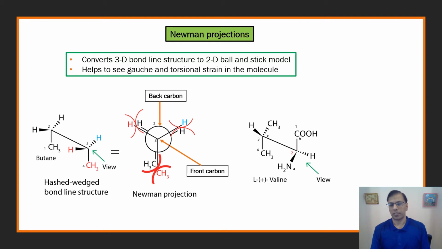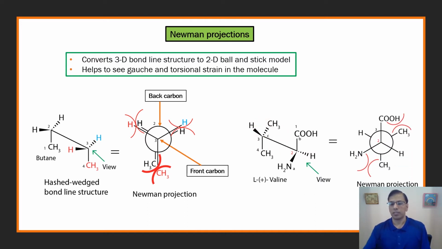So let's look at another example. This example is that of valine, and you always look at the molecule from one side, and whichever is first, that will be the stick, and the carbon atom which is in the back will be in the form of a ball. So this is carbon atom 2 which is in the front, and this is represented in a stick format, whereas carbon atom 3, which is the back carbon atom, is represented in the ball format, and the substituents attached to it are represented as shown. So this is the Newman projection of L-valine.